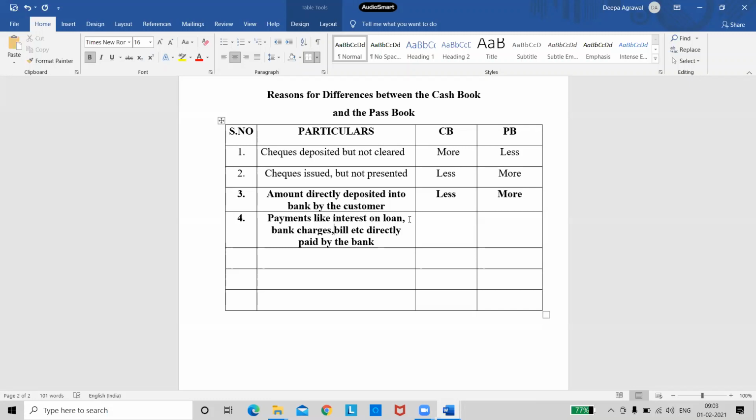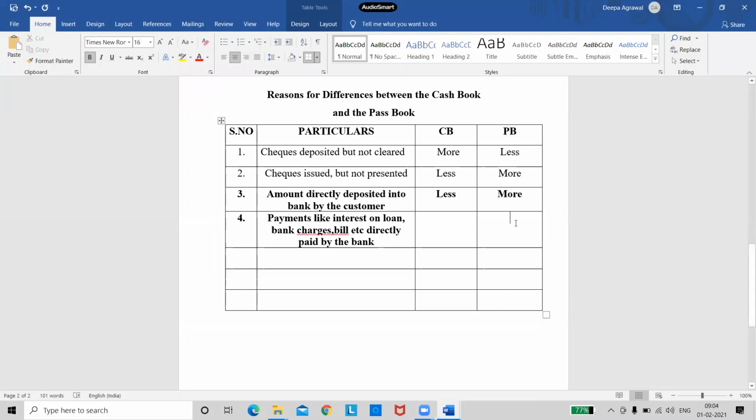I check my passbook or I open my account, because it is all online now. So I open my account and check. Then I see the transaction: okay, bank charges are there and interest on loan is there. At that time I'll record it in my cash book. So that means whenever there is a direct payment by the banker, the entry is recorded first in the passbook. And with this entry, will the passbook balance be more or less?